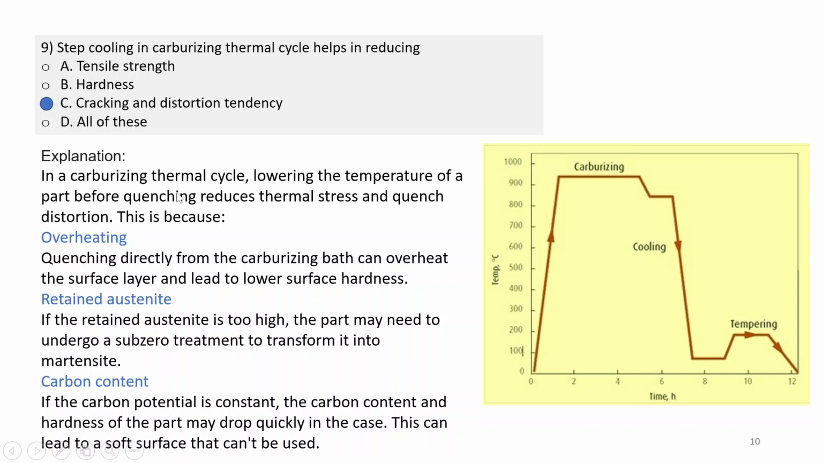So in a carburizing thermal cycle, lowering the temperature of a part before quenching reduces thermal stress and quench distortion, because quenching directly from the carburizing bath can overheat the surface layer and lead to low surface hardness. And if the retained austenite is too high, the part may need to undergo a sub-zero treatment to transform it into martensite. Carbon content: if the carbon potential is constant, the carbon content and hardness of the part may drop quickly in the case, and this can lead to a soft surface that can't be used.